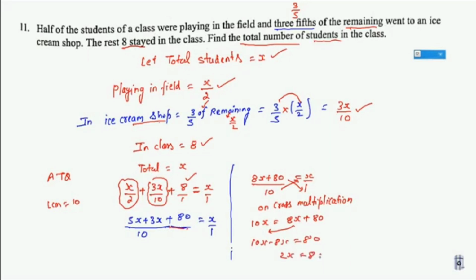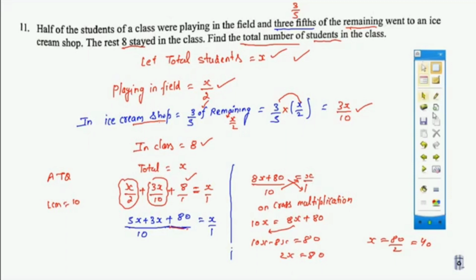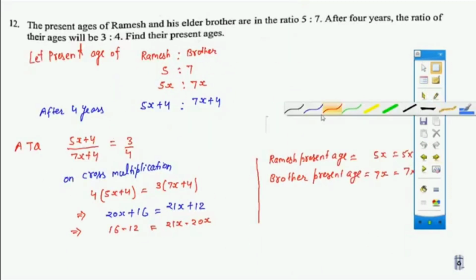This is the solution. We get x is equal to 40. That means total number of students is 40. Next question.